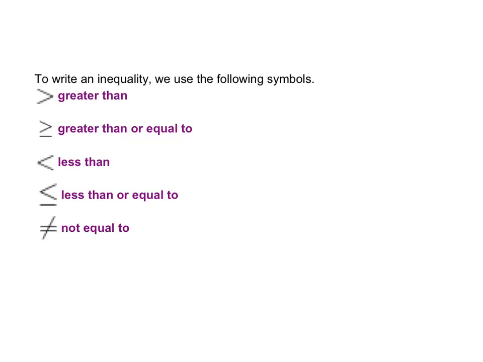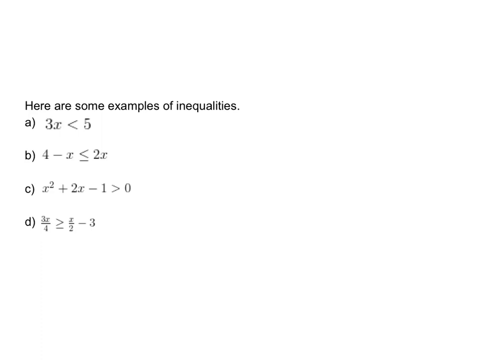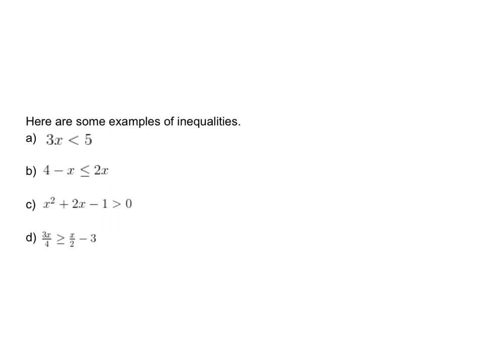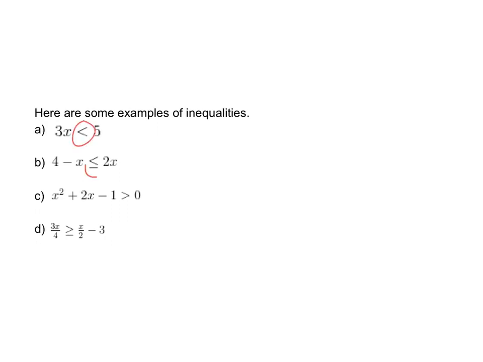For inequalities, we have the following symbols. We have greater than or equal to, less than or equal to, and not equal to. This one we're not going to use very often, but it's still nice to know what it means. Here are some examples of inequalities. 3x is less than 5, 4 minus x is less than or equal to 2x, x squared plus 2x minus 1 is greater than 0, and 3x over 4 is greater than or equal to x over 2 minus 3. Again, these are all inequalities because they have the inequality symbol in them.